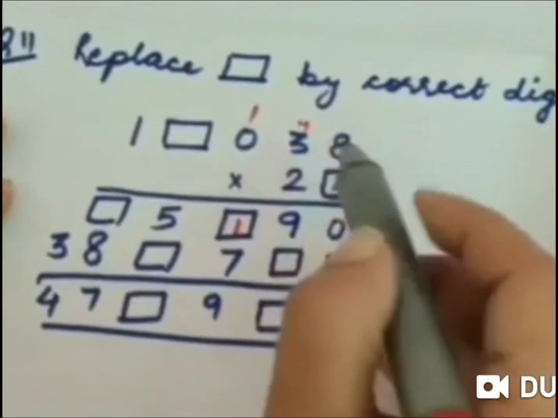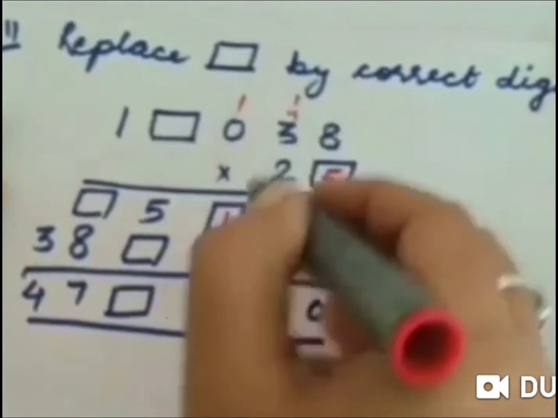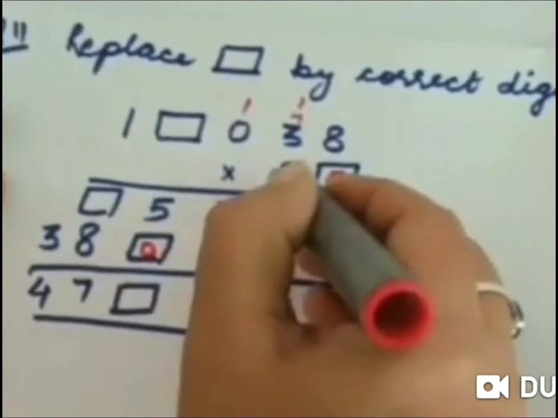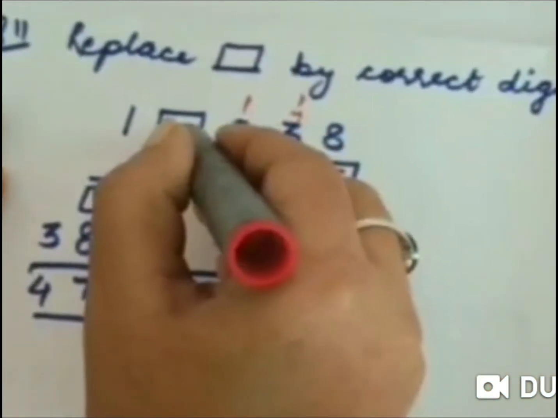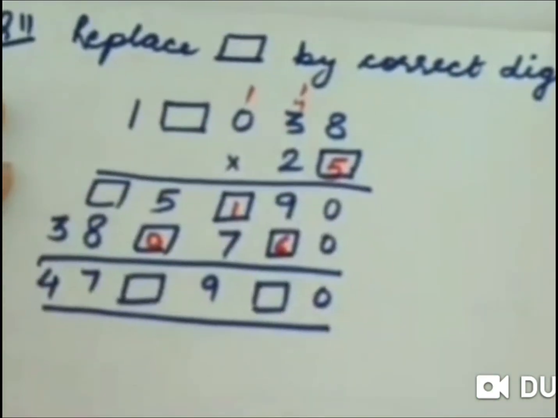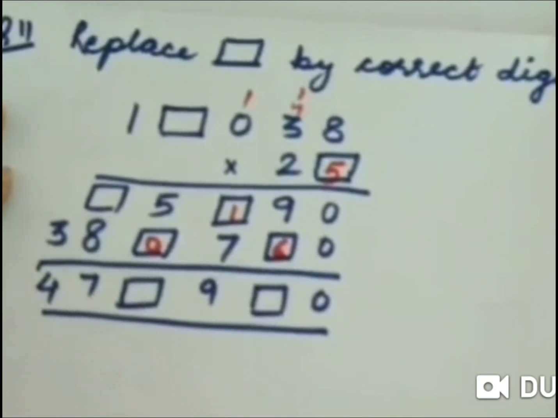Now 2 8s are 16. So 6 here and 1 carry. 2 3s are 6. 6 plus 1, 7. This is correct. 2 zeros are 0. Now here this is a blank space, this number when multiplied by 2 is giving 8. So now in the table of 2 we get 8 at 2 places. 2 4s are 8 and 2 9s are 18.